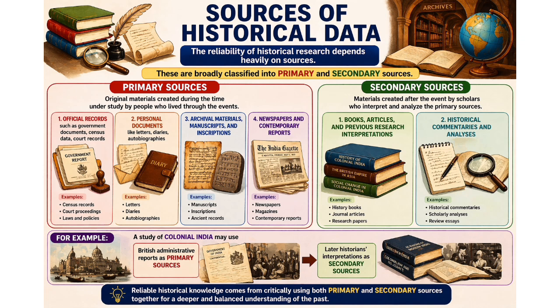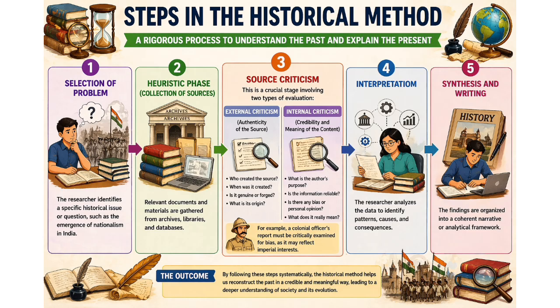Historical commentaries and analyses. For example, a study of colonial India may use British administrative reports as primary sources and later historians' interpretations as secondary sources. Steps in the historical method. The historical method follows a rigorous process. Selection of problem. The researcher identifies a specific historical issue or question, such as the emergence of nationalism in India.